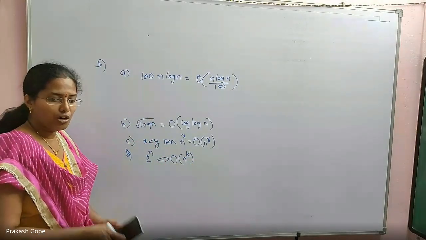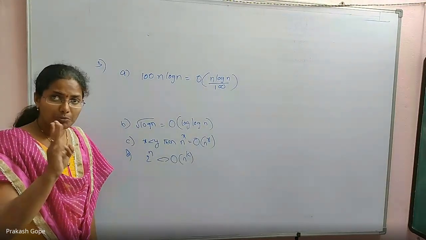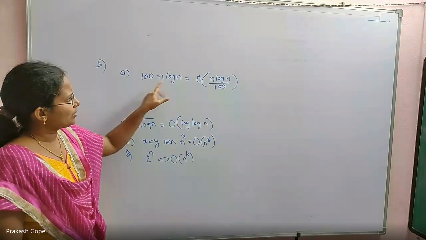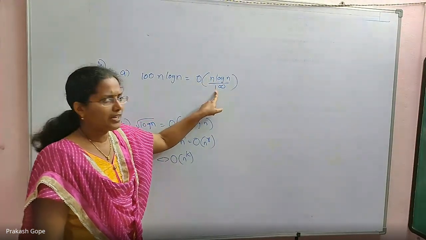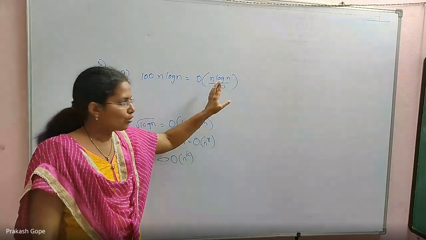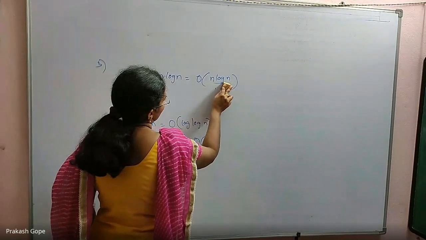We are looking for a false statement, please remember that. Which means 3 of them are true, only one of them is false. Let us check the first one. Big O of n log n by 100. In big O notation, is there any importance for by 100? No, so you can remove it.